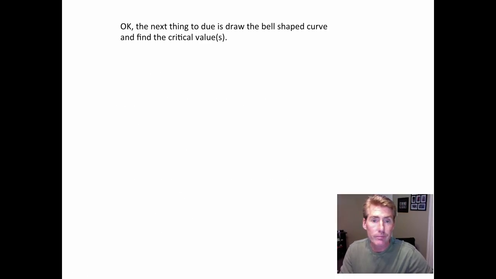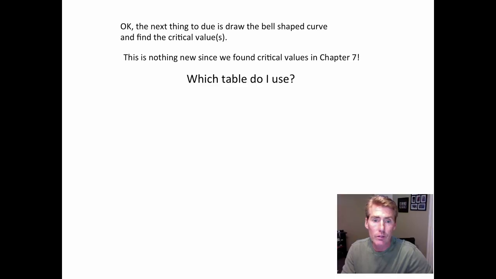All right. The next thing to do is draw the bell-shaped curve and find the critical values. Well, you may remember we did this in Chapter 7. We used Table A2, Table A3, and Table A4. Which table do we use when?